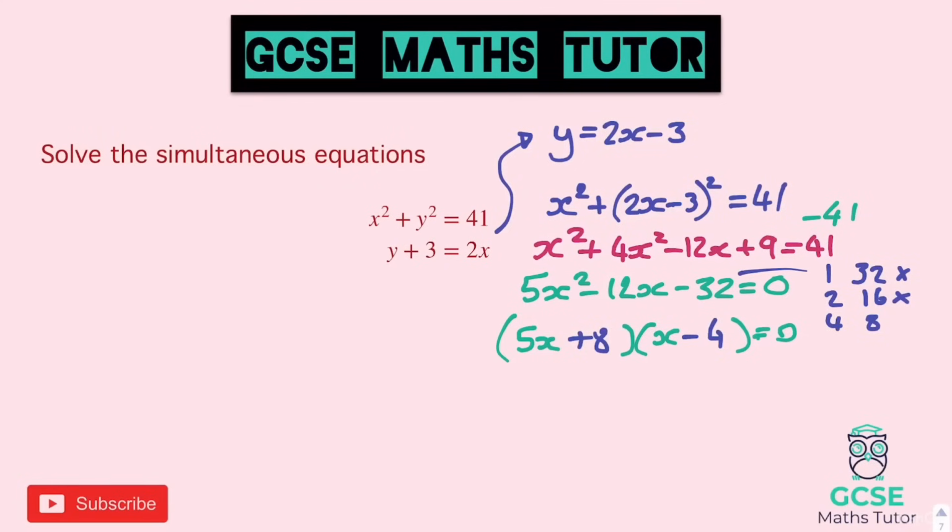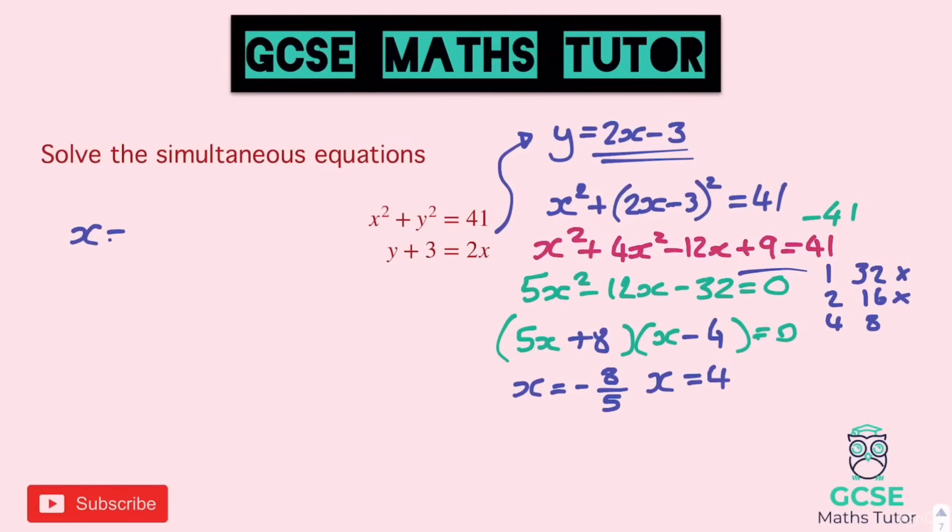So finding our solutions, we've got x equals 4, and we've got x equals negative 8 over 5. There you go, negative 8 over 5, and you can write that as a mixed number if you want, but there we go. Right, so we've got our two x values, we just need to sub them in. Again, we've got this equation up here, y equals 2x minus 3, so we just need to sub those in. So let's do the easy one first.